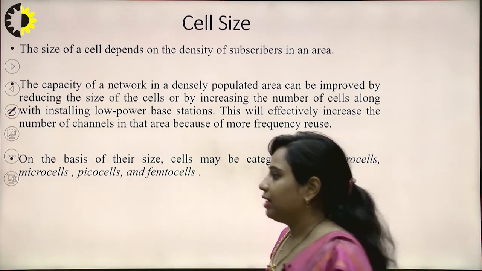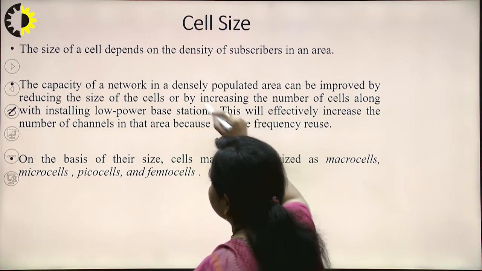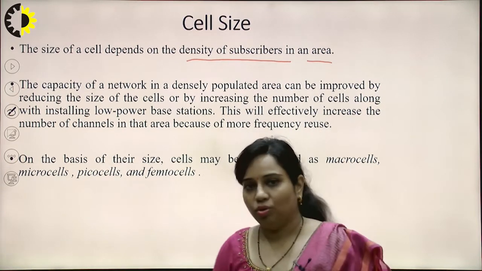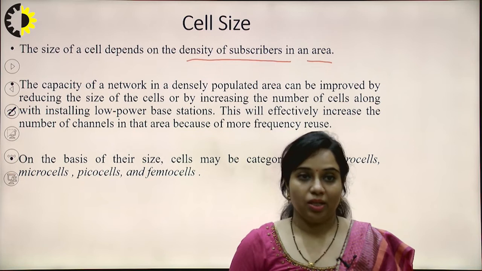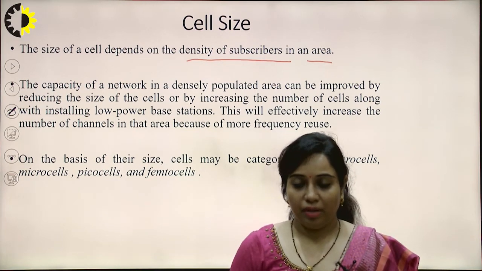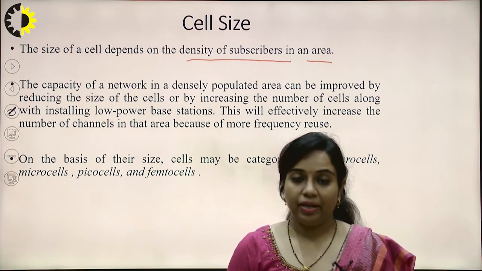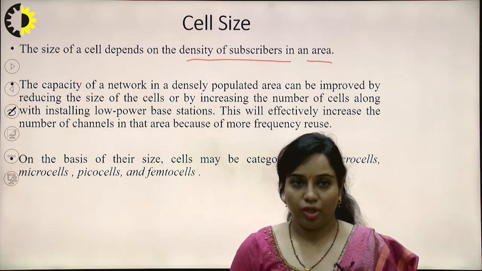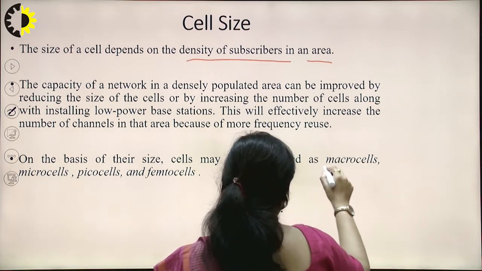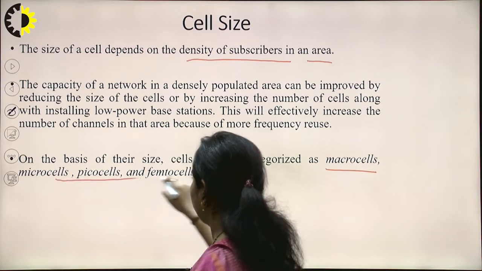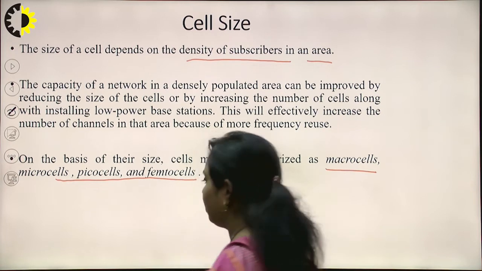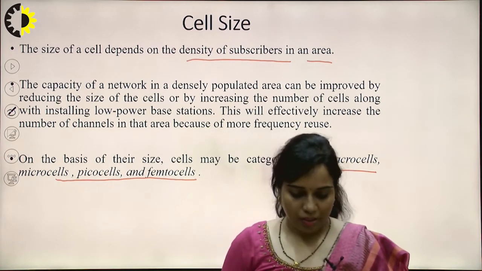Now next is the cell size. How do we calculate the cell size? The size of a cell depends on the density of the subscribers in that area. I have told you earlier also that it is inversely proportional. If the number of subscribers is high in a particular area, then the cell size will be reduced. If it is low, then it will be high. You can consider this from here also, like macro cell, micro cell, pico and femto cell. As we know, the cell size is decreasing with the increasing number of population.